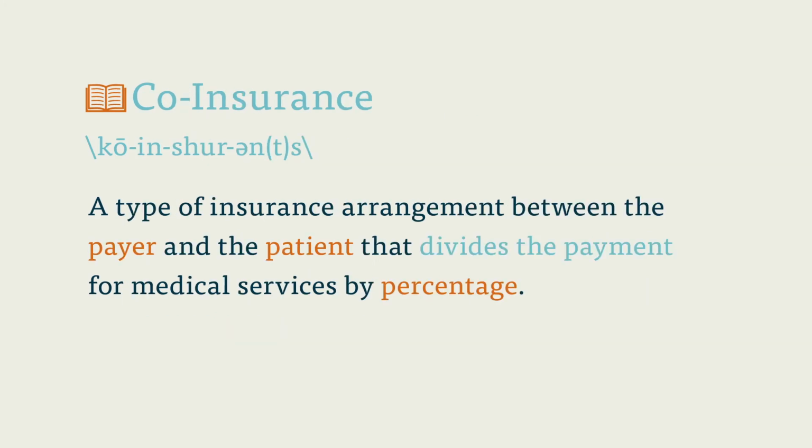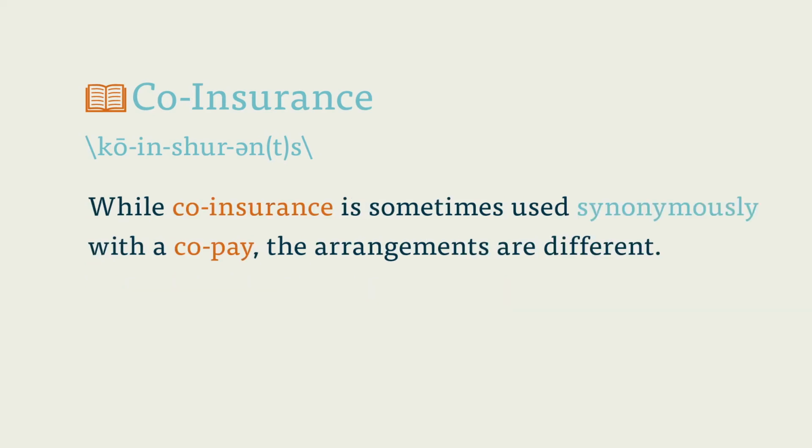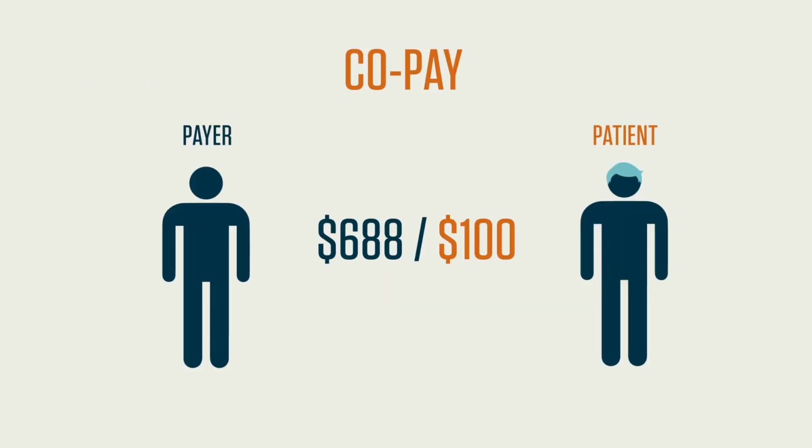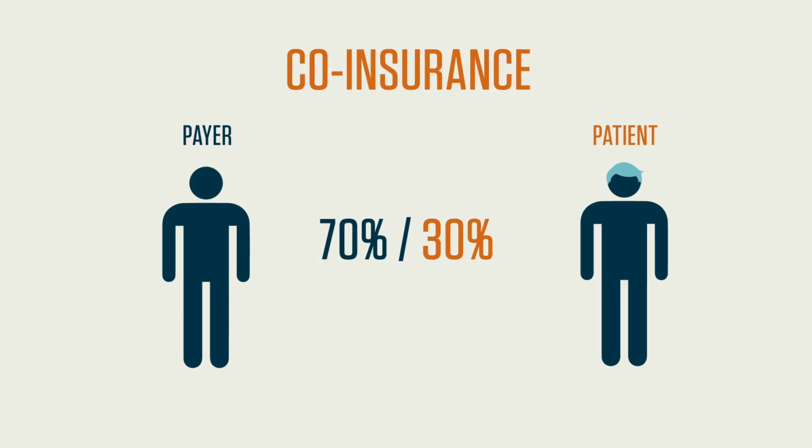Coinsurance. A type of insurance arrangement between the payer and the patient that divides the payment for medical services by percentage. While this is sometimes used synonymously with a copay, the arrangements are different. While a copay is a fixed amount the patient owes, in a coinsurance, the patient owes a fixed percentage of the bill. These percentages are always listed with the payer's percentage first. For example, a 70-30 coinsurance.